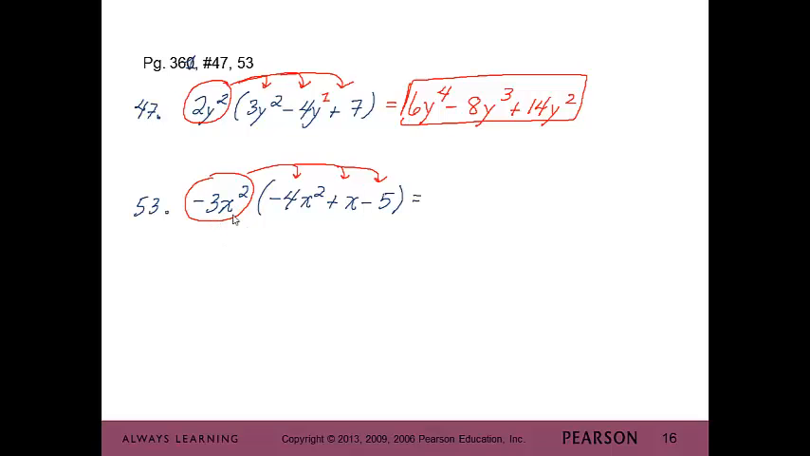So negative 3x squared times negative 4x squared, well, that's going to become positive 12x to the 4th power. Remember to add the exponents. And then we're going to have minus 3x to the 3rd power. This has an exponent of 1. And then plus 15x squared. Be careful of your signs. Remember, minus makes that really negative. So that's negative 3 times negative 5, which is plus.